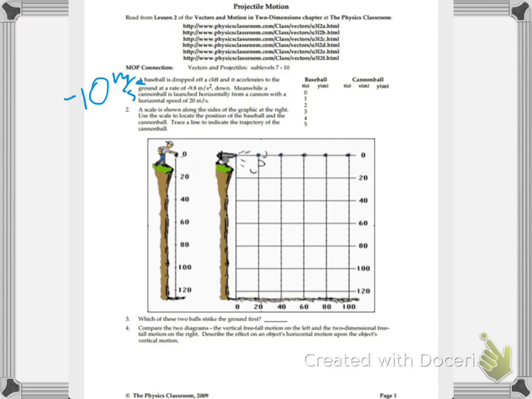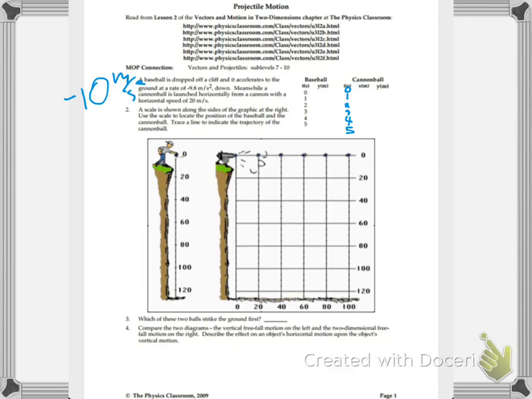And we have a cannonball that is launched with a horizontal speed of 20 meters per second. So right away, we'll go over to the cannonball side, and we'll do the same times: 0, 1, 2, 3, 4, and 5. Because this cannonball is launched with a horizontal speed of 20 meters per second, that means that every second it will travel 20 meters.